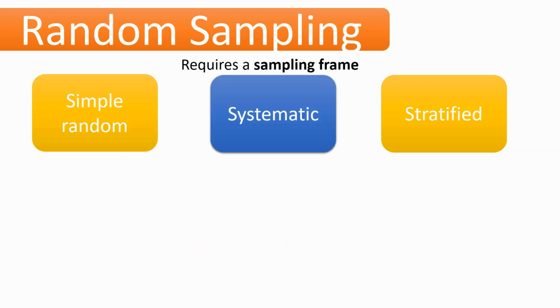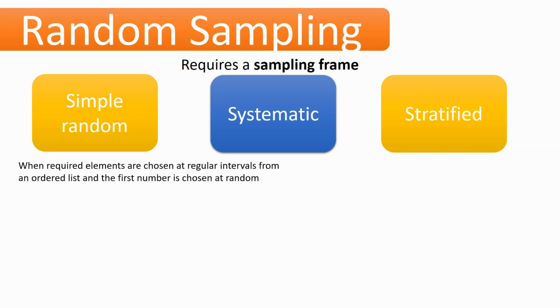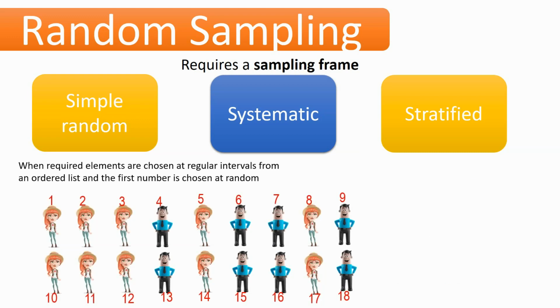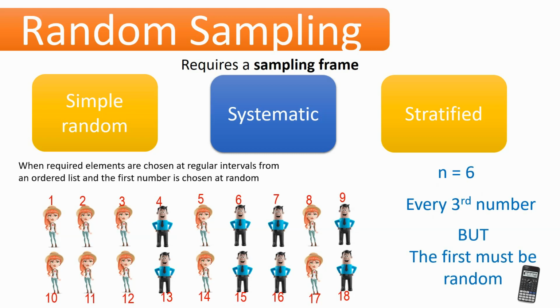Now another choice you could have is systematic. So if we take those same 18 people, and if we also say we want a sample of 6, because there's 18 and we want 6, 18 divided by 6 is 3. So we could look to take every third number or every third person. Now what's important is the first number must always be random. So we can't just start on 1 or start on 3, for example. We're going to choose at random. So we use our calculator, let's say it's 5. We will then take every third person we would get to.